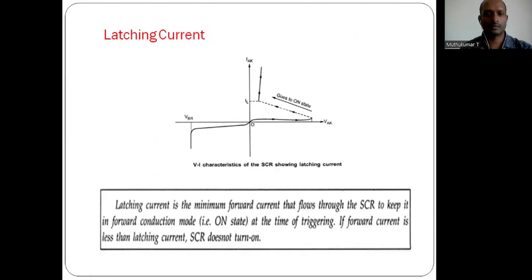Two important currents are there. One is the latching current. Latching current is the minimum forward current that flows through the SCR to keep it in the forward conduction mode, that is the on state, at the time of triggering. If the forward current is less than the latching current, the SCR does not turn on. So the forward current should exceed this minimum forward current, called IL, the latching current.